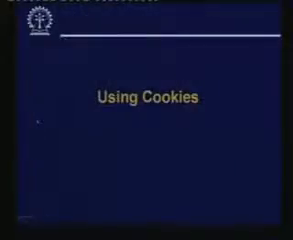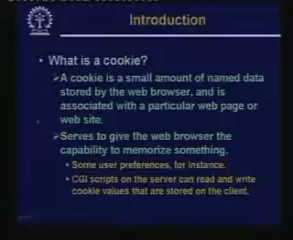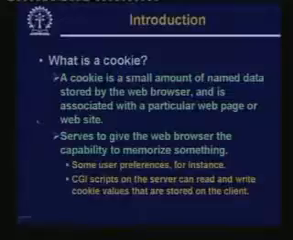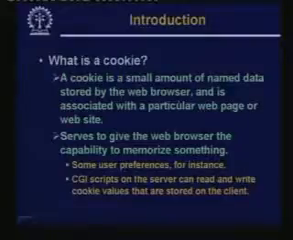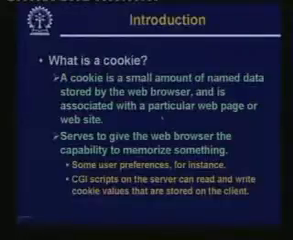So, today we shall be starting our discussion on something called cookies, how we can use cookies along with JavaScript. So, the first thing is to define a cookie. What is a cookie? Now, a cookie by definition is a small amount of named data stored by the web browser and is associated with a particular web page or website.